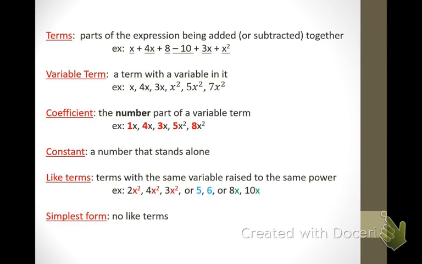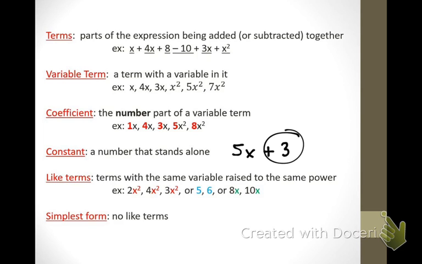Next up is a constant. Read to me what a constant is. A number that stands alone. So if you look at this right here, and this were to say 5x plus 3, which one of those numbers is standing by itself, not attached to anything else? The 3. Okay, so right here, this 3 is my constant because it's a number that stood by itself or it stood alone.